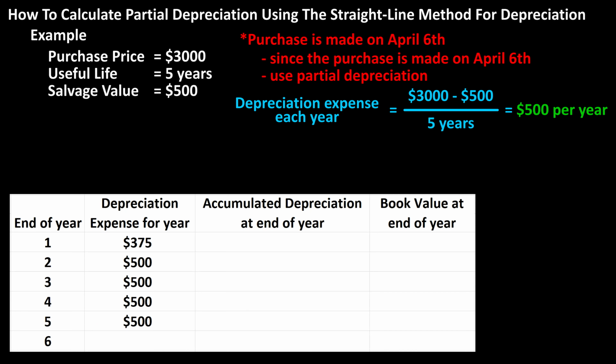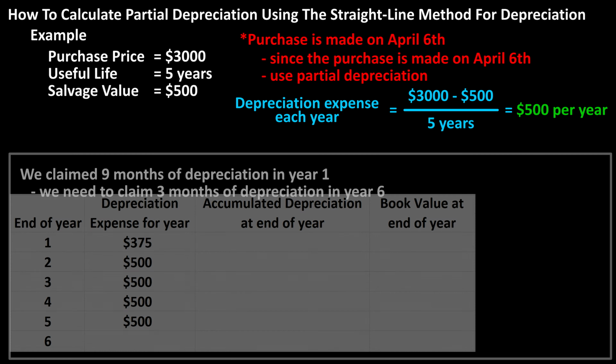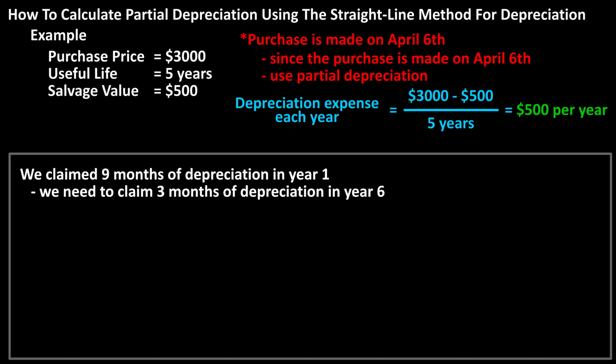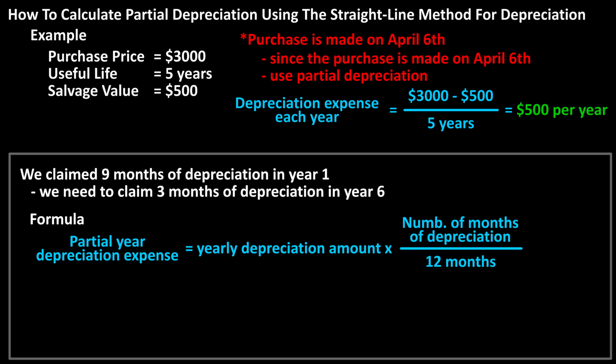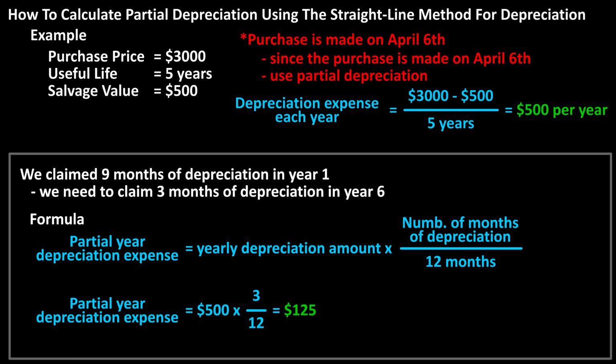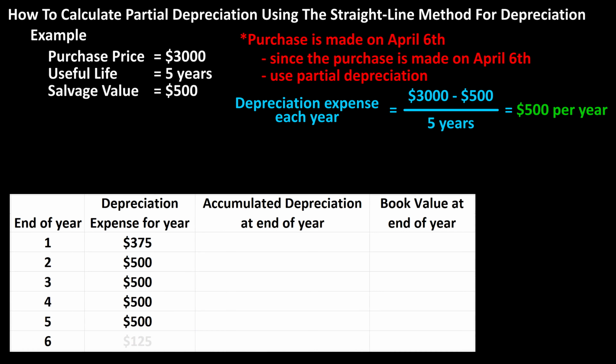Year 6 again is a partial year of depreciation. We claim 9 months of depreciation in year 1, so we need to claim 3 months of depreciation in year 6 to reach the full 5 years of depreciation. We again use the partial depreciation formula, so we have $500 times 3 divided by 12, and this calculates to $125. So we can put that figure into the schedule, and this column is complete.